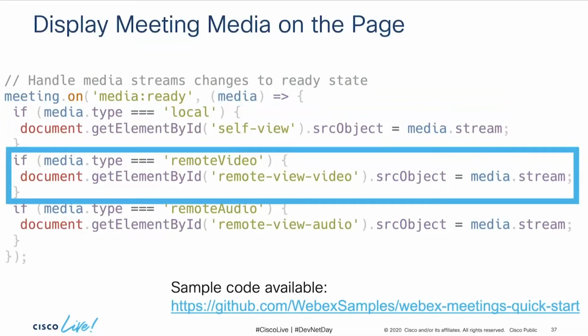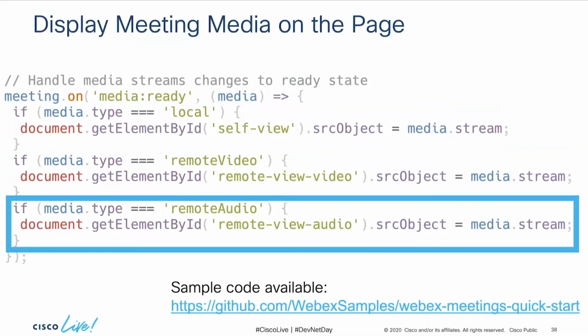This remote video is the remote video coming across the network, and we can take that and throw that into an HTML video element to display that remote video. We also need to hear our meeting, so that's what this remote audio section is for. Once you get a remote audio media ready event, you can wire that up to an audio element on your HTML page.